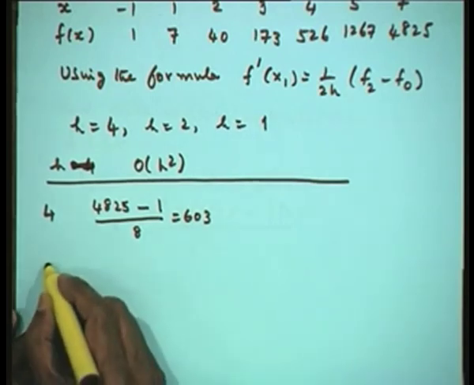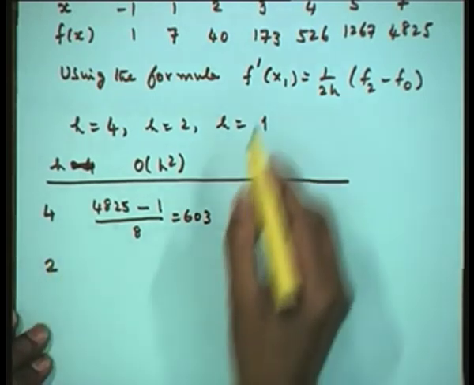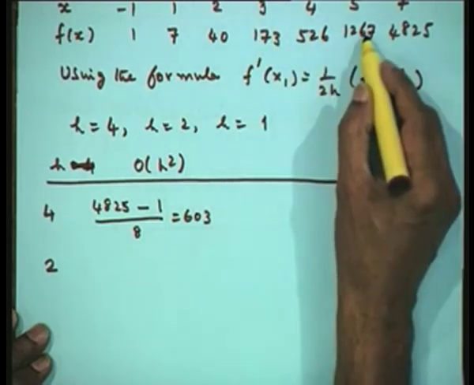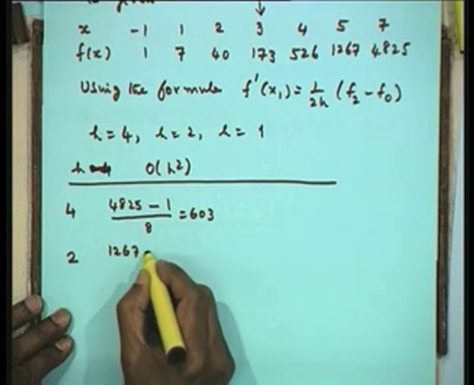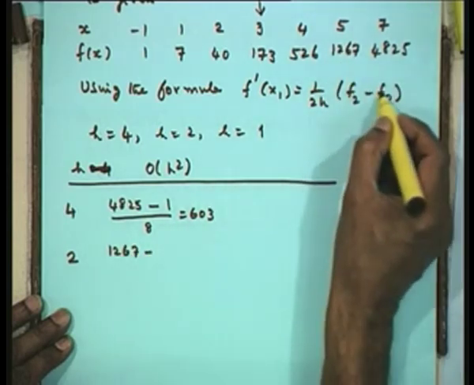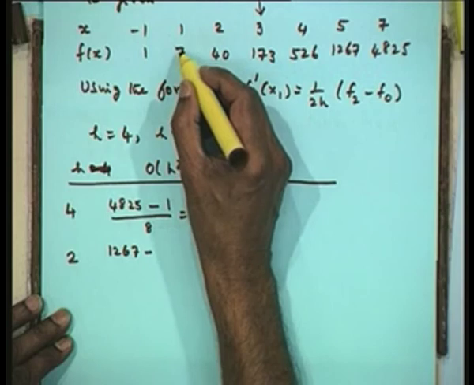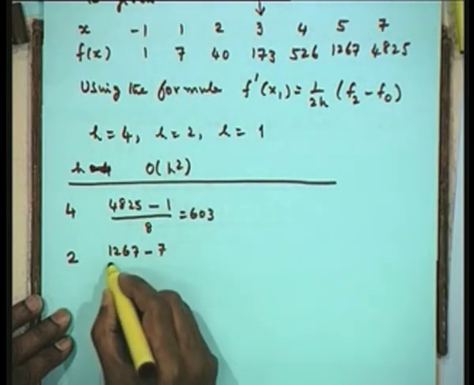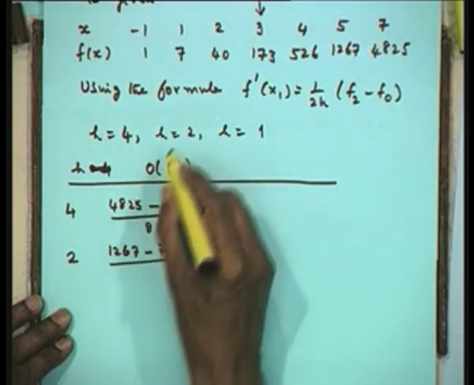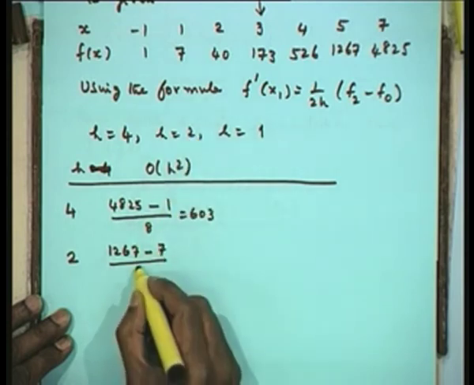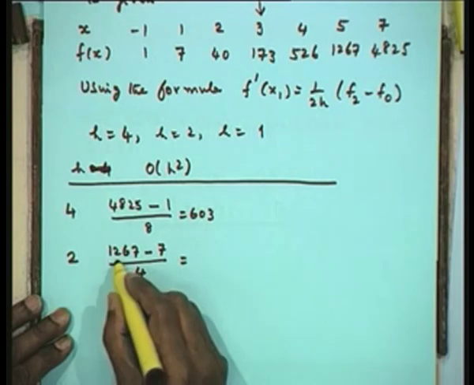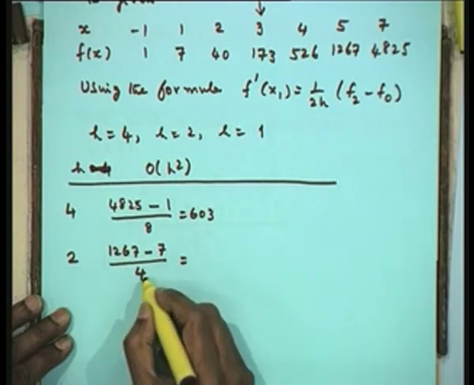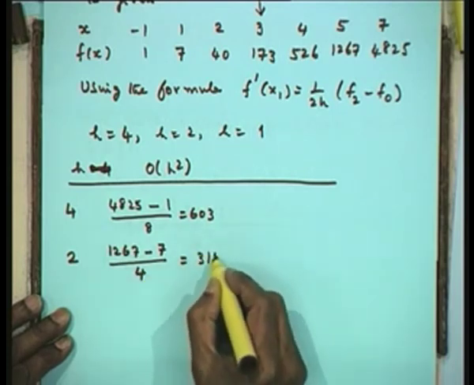Now, let us use step length 2. With step length 2, f of x 2 will be 1267. So, this will be 1267 and the value f naught will be 2 steps behind, that is 7, 1267 minus 7 divided by 2 times h, h is now 2, that is divided by 4. 1260 divided by 4, that is 315.